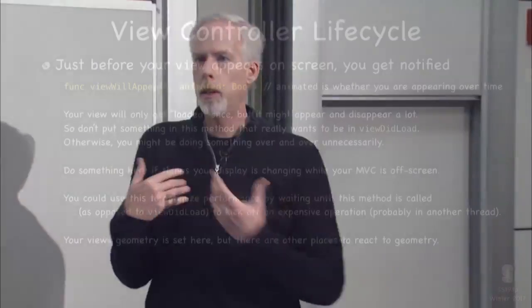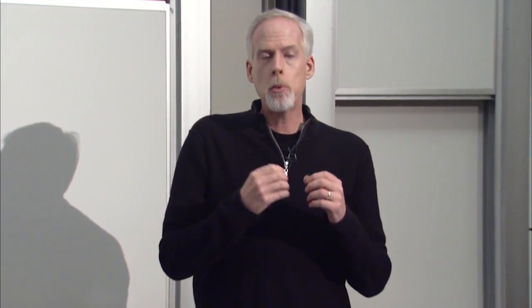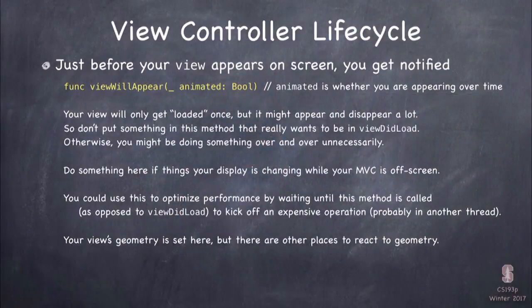Now, the next thing I said is you appear and disappear. You're always appearing and disappearing on screen. Well, when you appear, you're going to get two messages. The first one is viewWillAppear, and that's sent to you before you're actually on screen, but you're very, very soon going to be. Guaranteed you're going to be on screen soon. So what's viewWillAppear for? What are you going to do in a viewWillAppear?